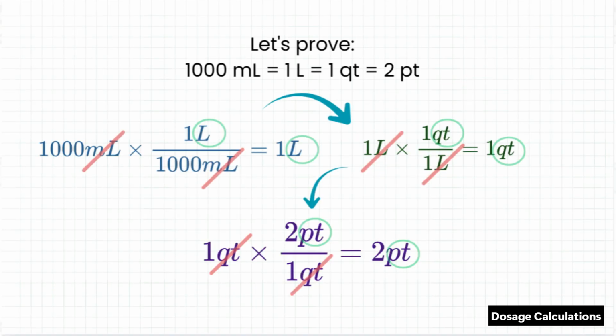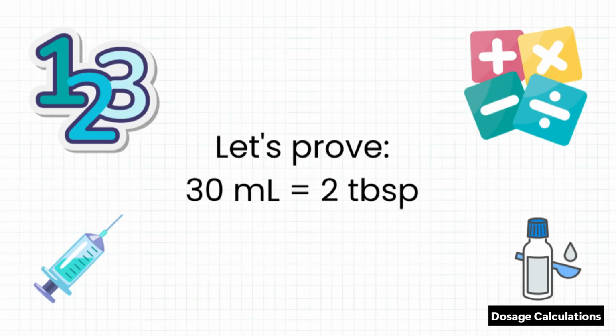And again, it's the exact same logic. We set up our conversion factors to cancel out the starting units, first the milliliters, then the quarts, and it proves that 1,000 milliliters is in fact 2 pints. This method is so consistent and reliable. And for our last proof, let's tackle a conversion you'll use all the time for giving oral meds, showing that 30 milliliters is equal to 2 tablespoons.